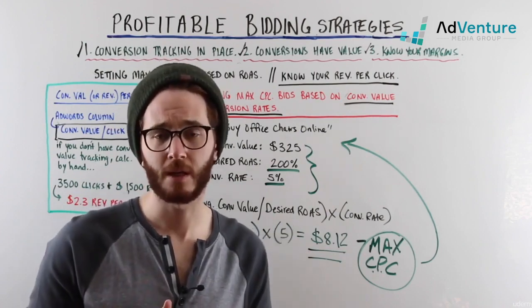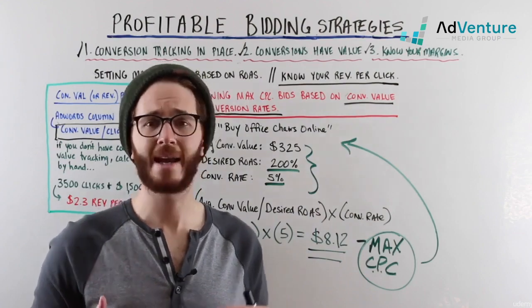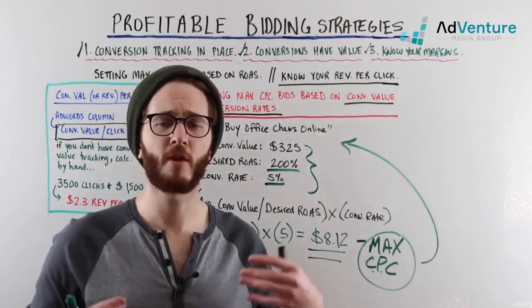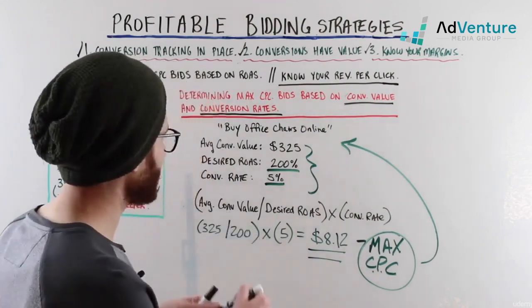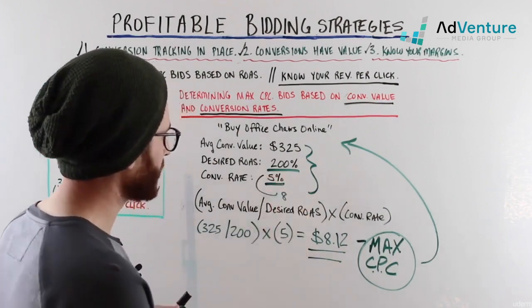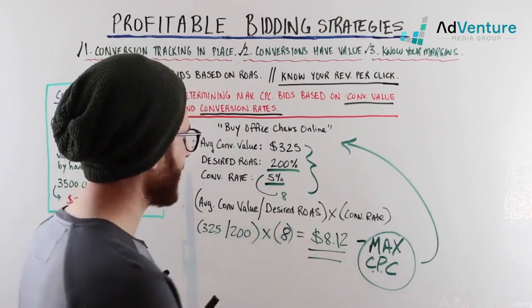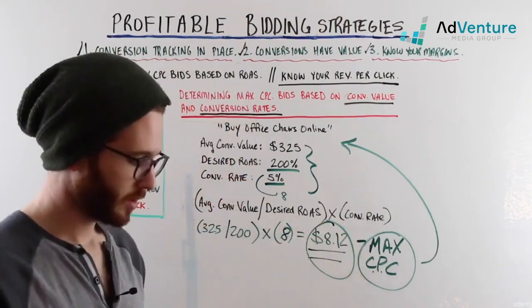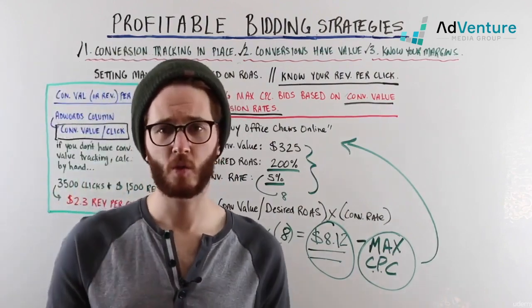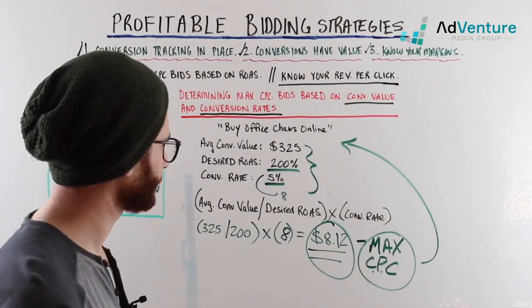For example, let's say we increased the speed of our website. We worked on conversion rate optimization. We added better product images. We created a free shipping promotion, and we got this 5% to 8%. This calculation would then change. This 5 would be swapped out with an 8, and we would be able to bid more than $8.12 to maintain our 200% ROAS with our average conversion value.